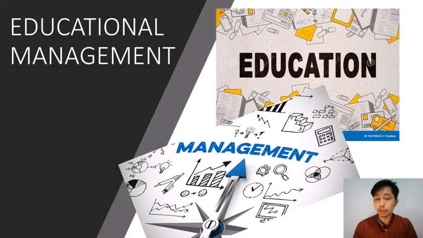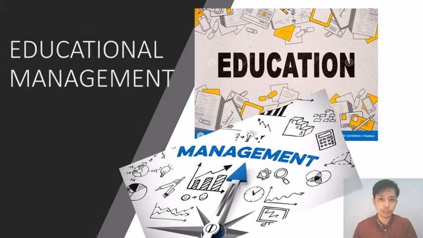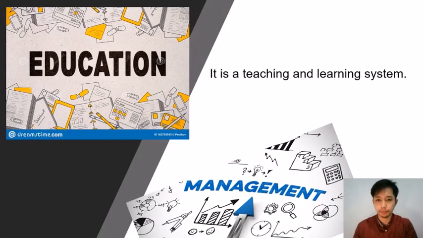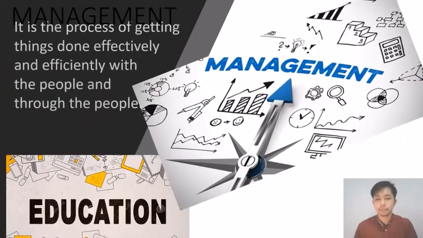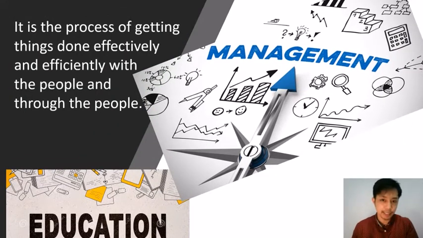Educational management is composed of two words, education and management. Let me give the definition of each of these words. Education, as defined on teachthought.com, is a teaching and learning system. On the other hand, management, as defined on an ebook by Kashyap, is the process of getting things done effectively and efficiently with the people or through the people.